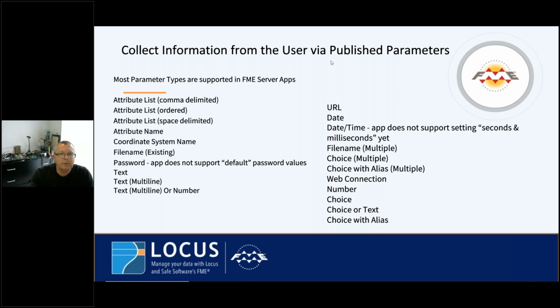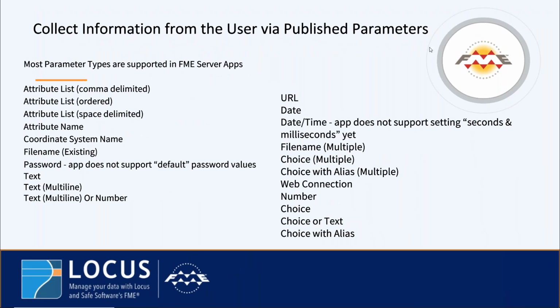Okay, so when you decide to develop a FME Server app, one of the most important things you need to think about is what sort of information you're going to be asking the user for. So in FME Desktop or FME Server, when you need to request information from whoever's running it, you get that through published parameters.